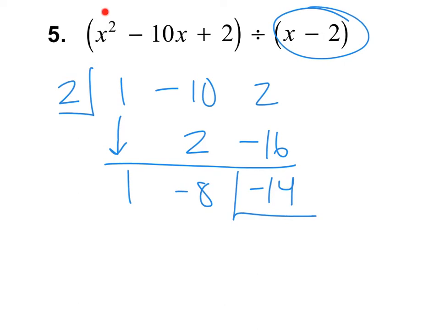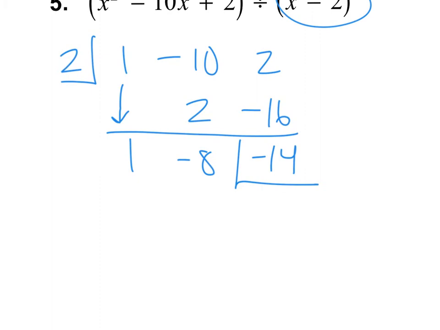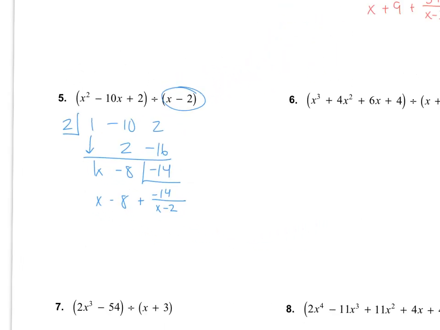Since this was an x squared here, it now decreases by a degree to x, so that's x minus 8, and then plus the remainder of negative 14 over x minus 2. Now if you don't want to use plus negative 14, you could certainly use minus 14 over x minus 2. I just always put plus, and then whatever the sign is, it is on top. So completely up to you.